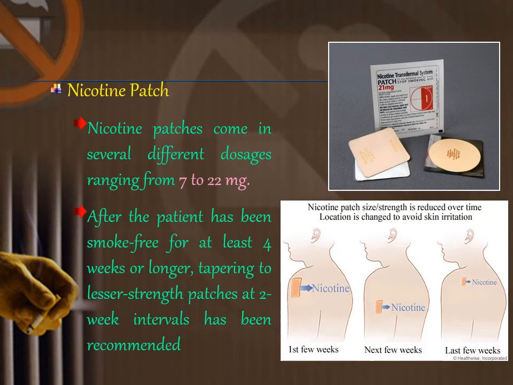Nicotine patch. The nicotine patch comes in several different dosages ranging from 7 to 22 milligrams. After the patient has been smoke free for at least 4 weeks or longer, tapering to a lesser strength patch at 2 week intervals has been recommended. This is how the image shown here depicts it. First, a bigger nicotine patch is given. Then in the next few weeks, a smaller one, and in the last few weeks, the smallest nicotine patch is given.